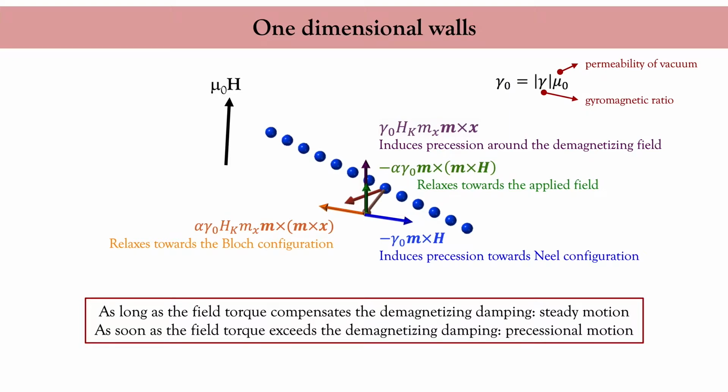If the external field is larger than the damping torque due to the demagnetizing field, the magnetic moment precesses around the external field. Its azimuthal angle is not constant in time anymore, and the domain wall enters a precessional regime.